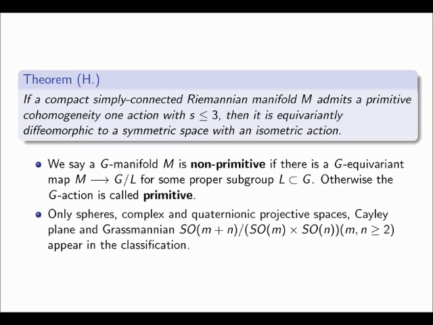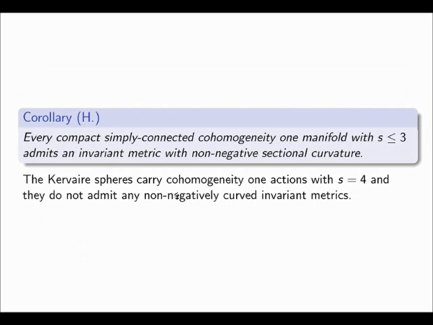If you look at this classification, we only have the spheres, the compact projective spaces, the Cayley plane, and the Grassmannians. So you may want to know what about S equal to 4, for S smaller or equal to 3 being this case. Actually we have the obstruction here. For the Kervaire sphere, which has S equal to 4, we know there is no invariant metric with non-negative sectional curvature.